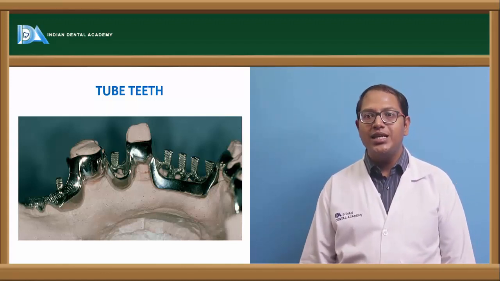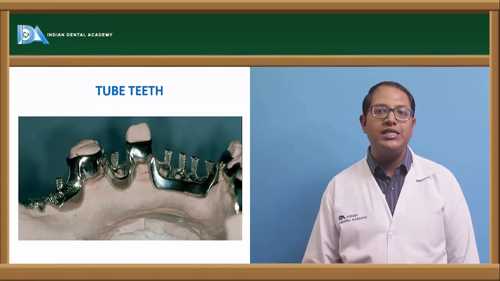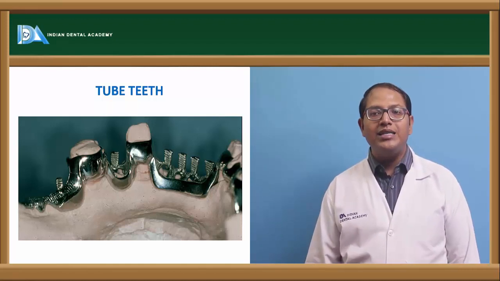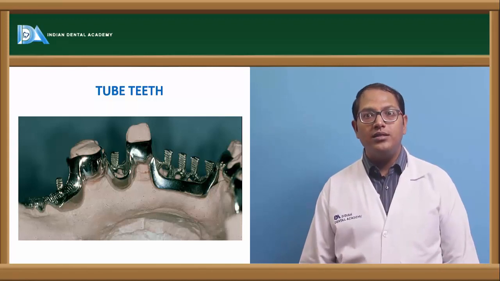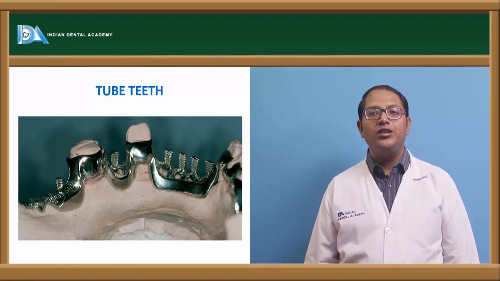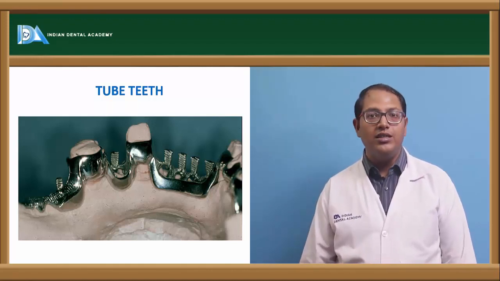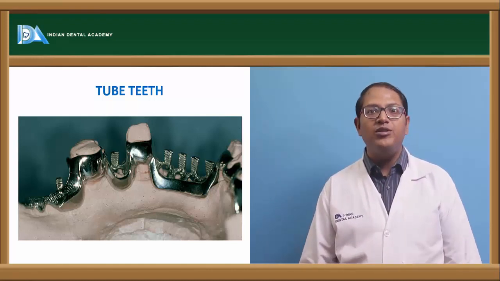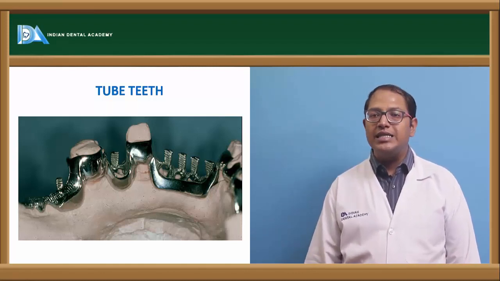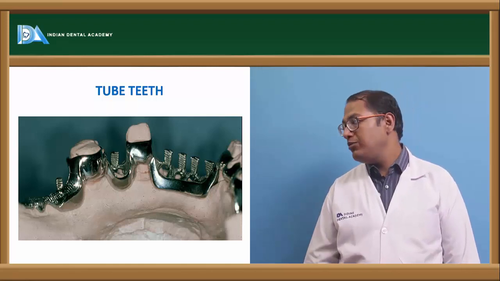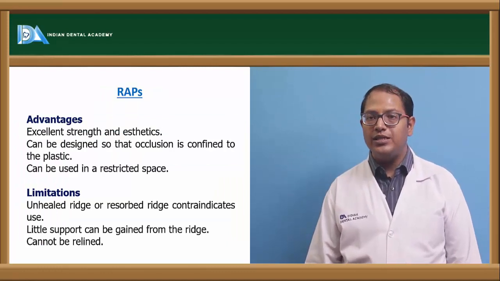The limitation is that it must have ample space mesiodistally and buccolingually to put these kinds of tube teeth. And it requires a well-healed, non-resorbing ridge, because resorption is a very important factor here. Resorption happens very rapidly. If some ridge is already resorbing, we should not use this in those cases. It also makes an excellent single tooth replacement, particularly in the premolar areas. That is where it is most indicated.